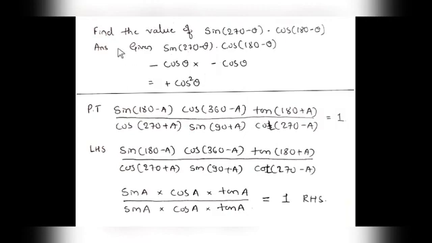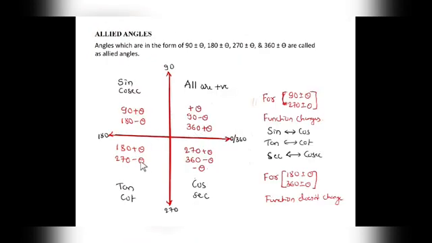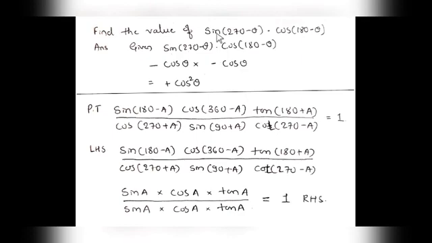Now, here we have one simple example. Find the value of sine 270 minus theta into cos 180 minus theta. Now, 270 minus theta, where does it come? 270 minus theta comes in the third quadrant. In the third quadrant, we have only tan and cot positive, but this is sine. So, in the third quadrant, sine is negative, minus. As it is 270 plus or minus theta, the function will change to cos directly, theta, into.